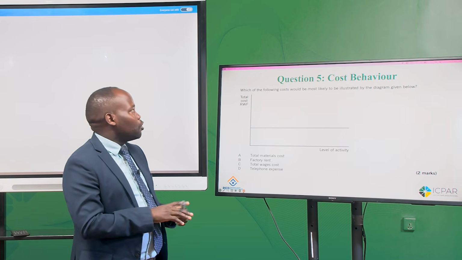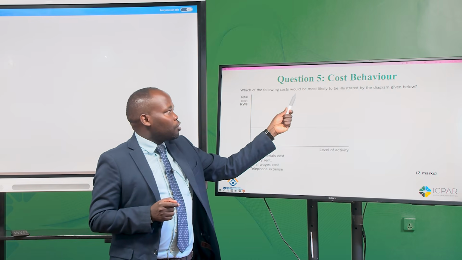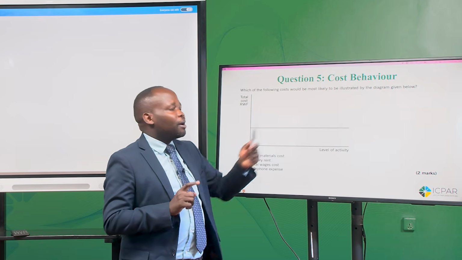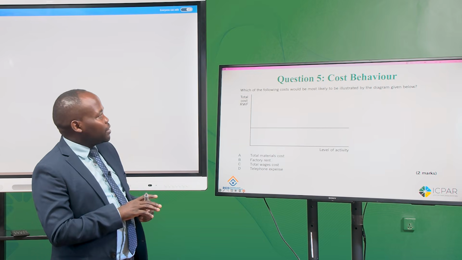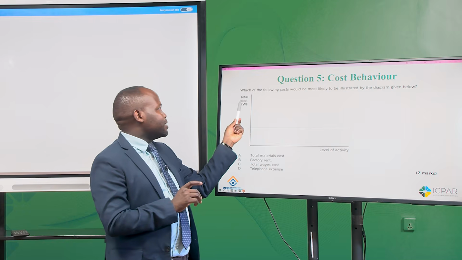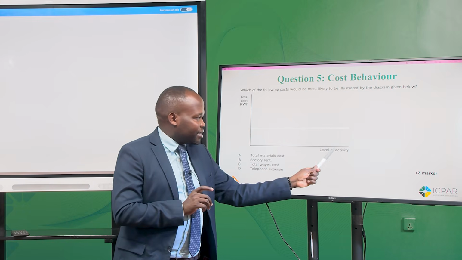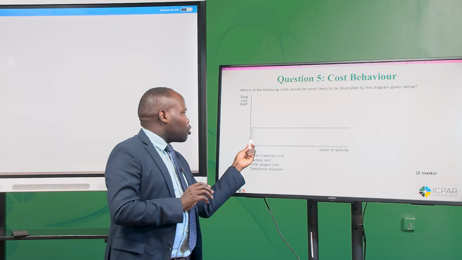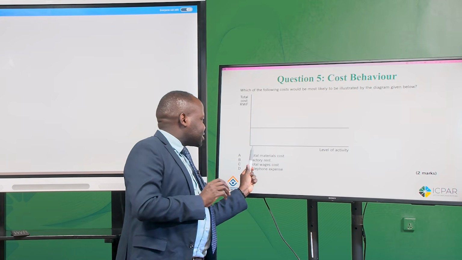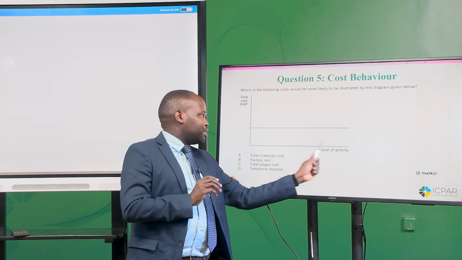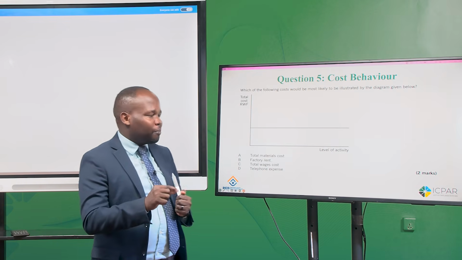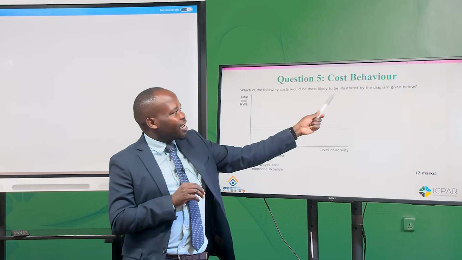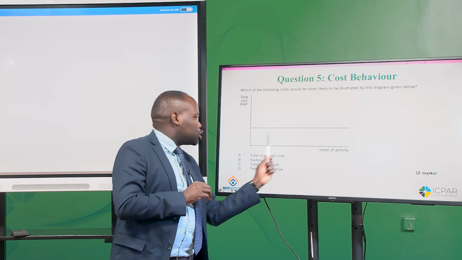So we are being told which one of the following costs would be most likely to be illustrated by the diagram given. In the diagram, the y-axis gives us the total cost and the x-axis gives us the level of activity. Note that this cost is the same. As the level of activity changes, the cost remains the same. Cost does not change.